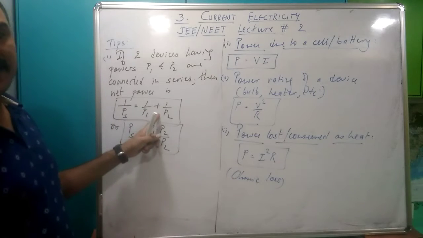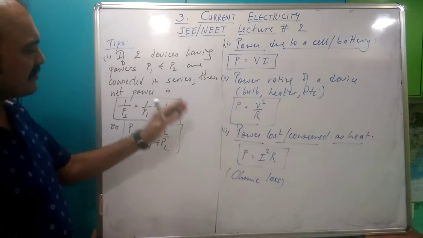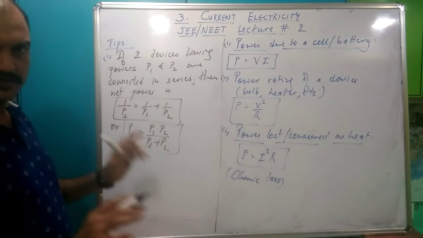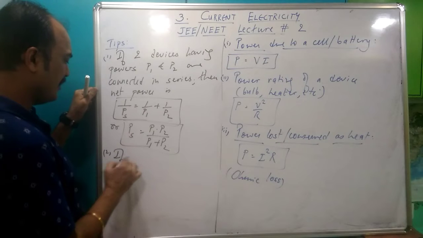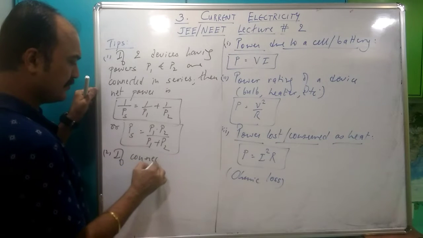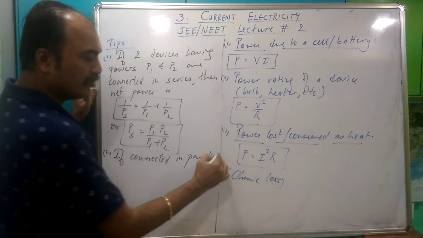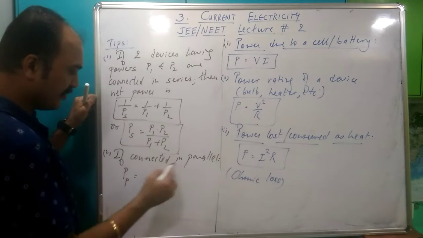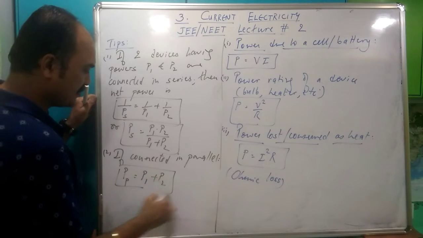This formula is mainly intended for two powers. If you have more than 2, then you might as well write 1 by P1 plus 1 by P2 plus 1 by P3 and you can go on. Secondly, if the same two devices which have powers P1 and P2 are connected in parallel, the net power would be PP, power in parallel, simply P1 plus P2.